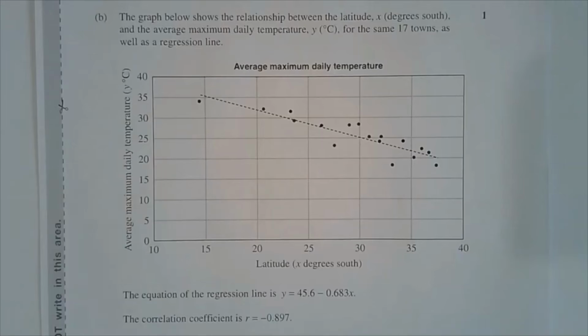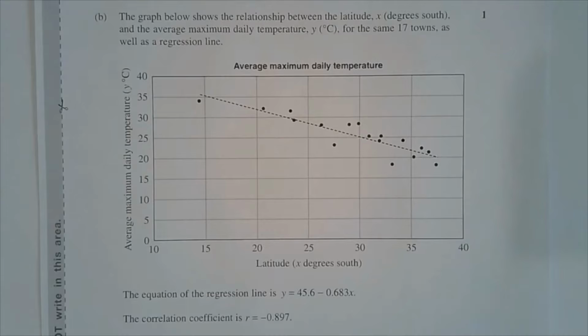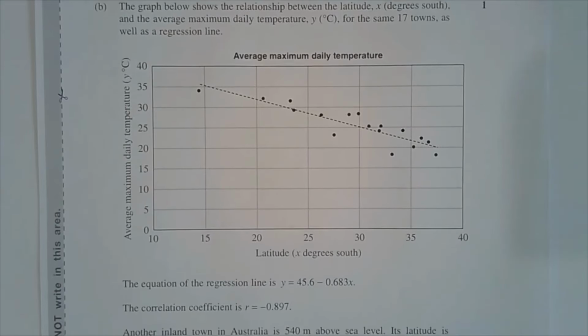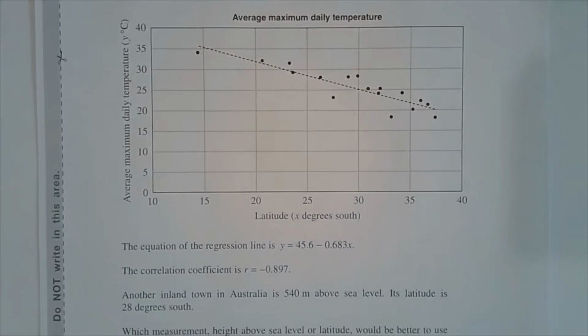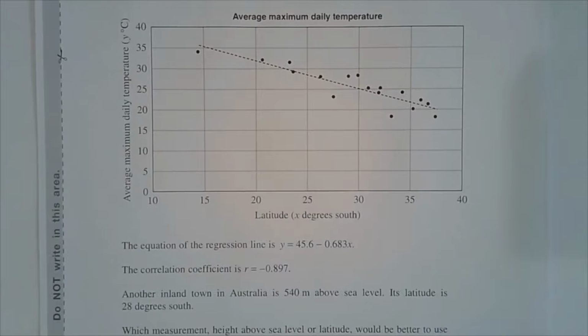Part B. The graph below shows the relationship between the latitude, x degrees south, and the average maximum daily temperature, y degrees Celsius, for the same 17 towns, as well as a regression line. The equation of the regression line is y equals 45.6 minus 0.683x. The correlation coefficient is r equals negative 0.897.